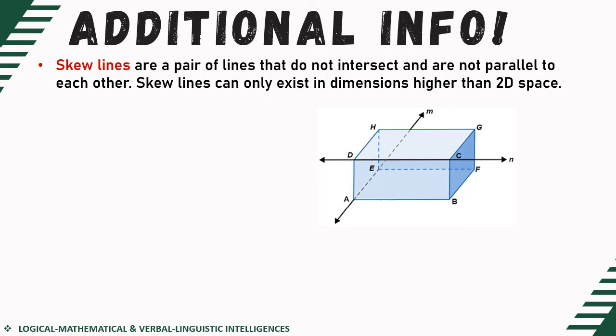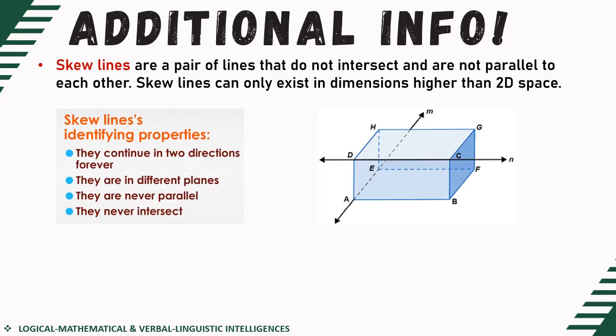Skew lines are a pair of lines that do not intersect and are not parallel to each other. To make the definition simpler, take note of this: skew lines continue in two directions forever. They are in different planes, or they are not coplanar, they are never parallel, and they never intersect as well.